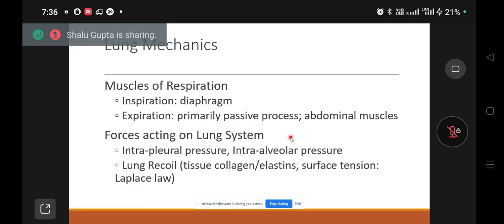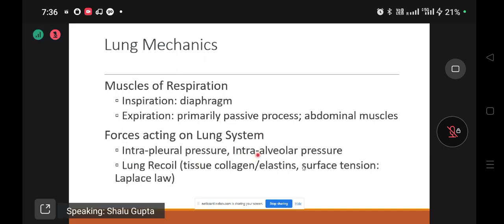Many of these, I think, you must have heard of: the intrapleural pressures and the intraalveolar pressures. I think these are the two very important, and the transpulmonary pressures. These are important pressures which we need to keep in mind. And the second thing is the lung recoil, which occurs because of the various collagen and other fibers which are present inside these muscles, which leads to a recoil of the lung.